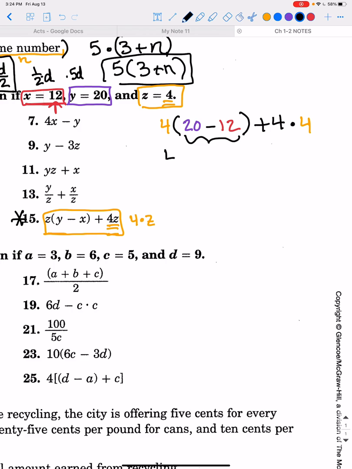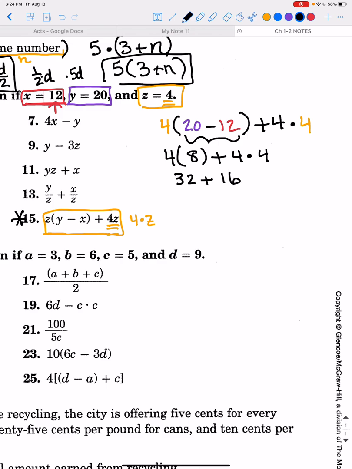So I'm just going to rewrite this 4 out here because I'm not messing with that yet. 20 minus 12 is 8. And then plus 4 times 4. Okay, I just rewrote that line after I did my parentheses, 20 minus 12. All right, now PEMDAS says we do multiplication. So I've got 4 times 8, which is 32, plus another multiplication, 4 times 4, which is 16.